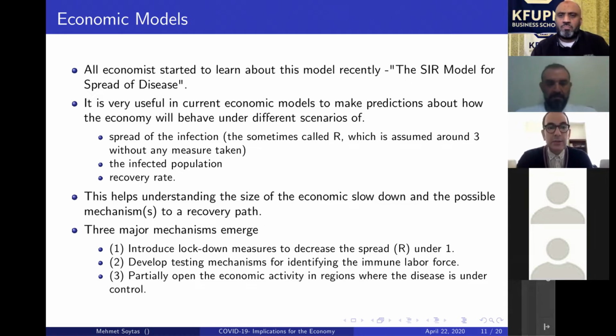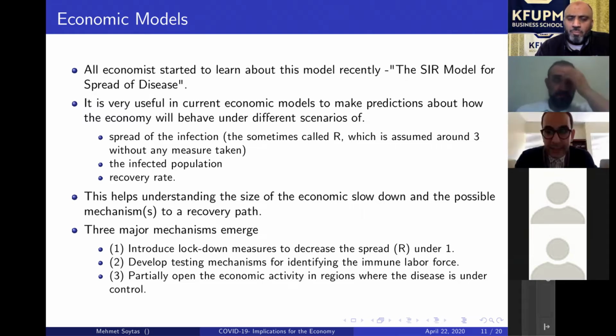Okay, so then this helps us understand the size of the economic slowdown by using this SIR model integrated into our economic models, and also gives us possible mechanisms to a recovery path that we can get from these different scenarios with different recovery and infection rates. Okay, and I can summarize that roughly. From the mainstream researchers that I follow, I can see that 3 main mechanisms are coming out when you use this kind of SIR models in your economic models.